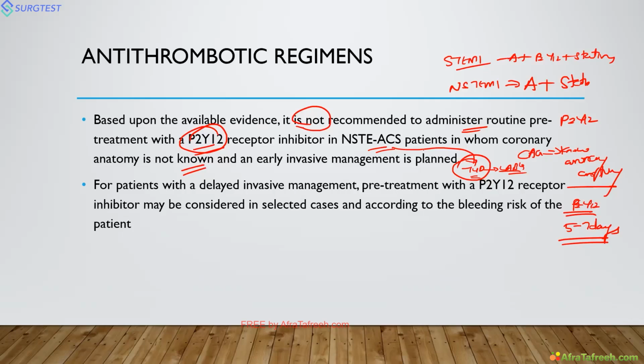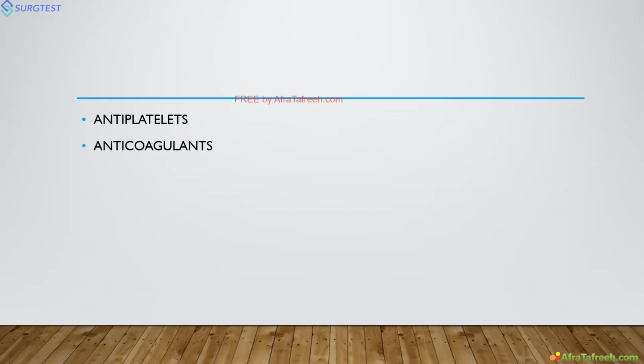So based on this, you should give aspirin and statins. You have to see the coronary anatomy. After seeing the coronary anatomy, you can give a P2Y12 inhibitor. So this is very important. This is a new recommendation. Based on the available evidence, it is not recommended to administer P2Y12 inhibitors unless the coronary anatomy is known. But when you are planning for delayed invasive treatment, you can give P2Y12 inhibitors. Whenever you are planning for CAG, you know the coronary anatomy and then give clopidogrel, prasugrel, or ticagrelor. So this is the reason why.